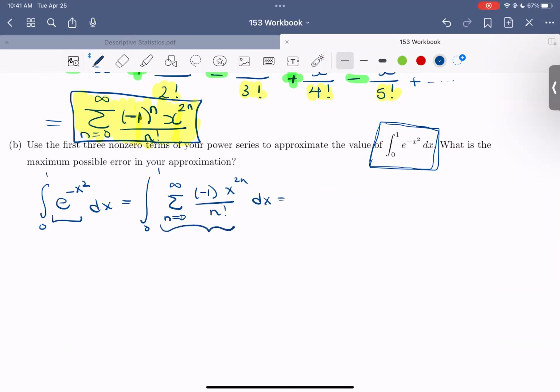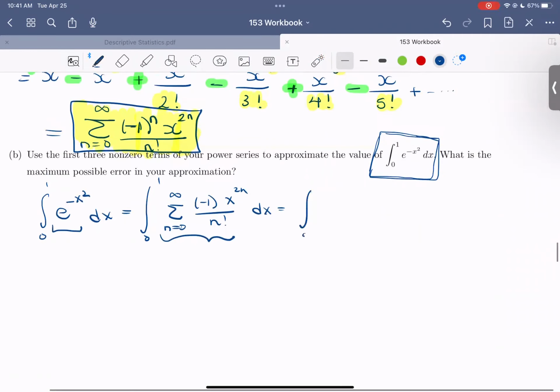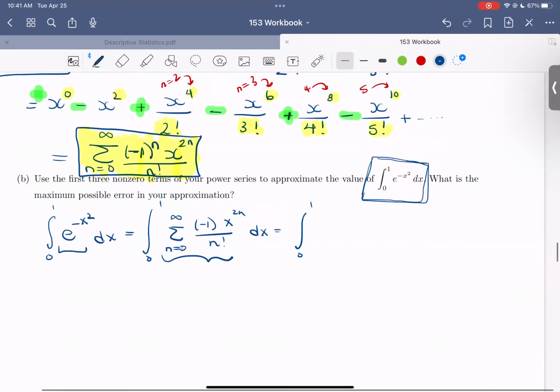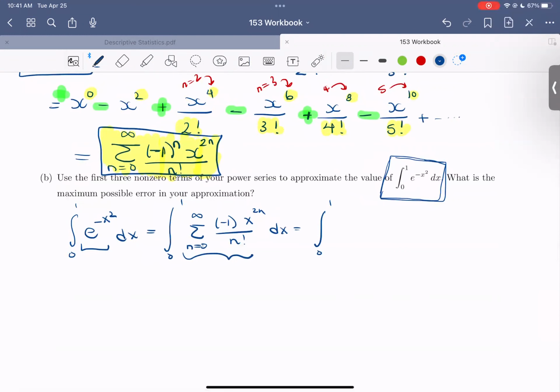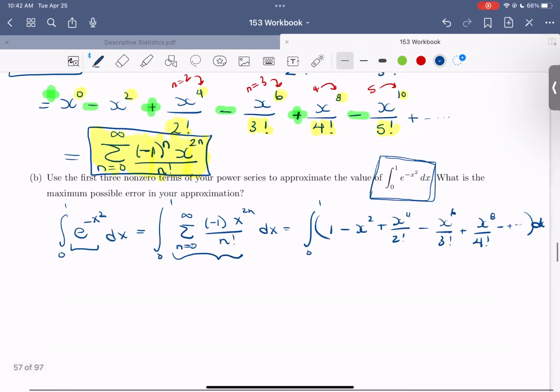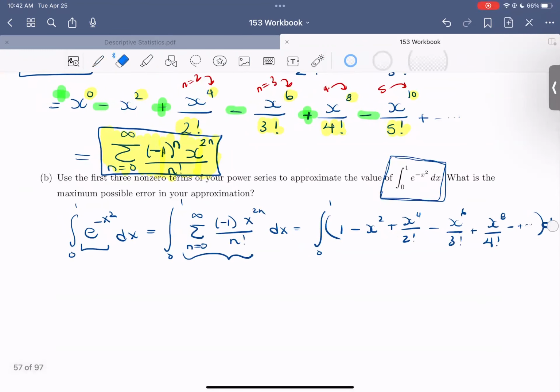Meaning, if I wrote this series out, it would look like the integral from 0 to 1 of, then I have my terms 1 minus x squared plus x to the 4th over 2 factorial minus x to the 6th over 3 factorial plus x to the 8th over 4 factorial, minus, plus, minus, plus. And I'm taking the integral. All right. So now we're just taking an integral of this big sum.